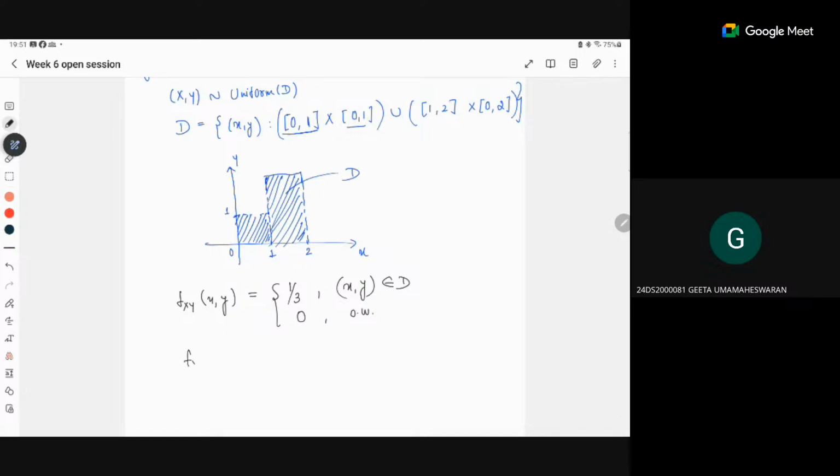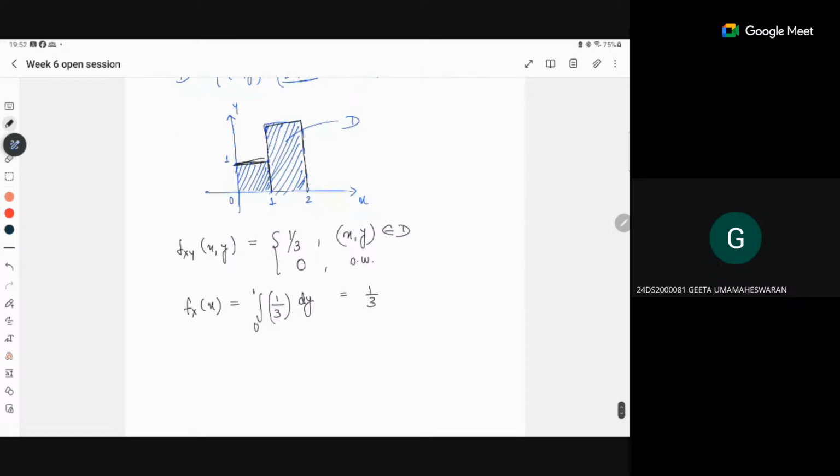Now we know this, so can we find fx? fx will be the integration over y of 1 by 3 dy. How does y vary? There will be two cases, because we have two regions. In the first region, y varies from 0 to 1, so that gives 1 by 3. In the second region, y varies from 0 to 2, so integrating 1 by 3 dy from 0 to 2 gives 2 by 3.